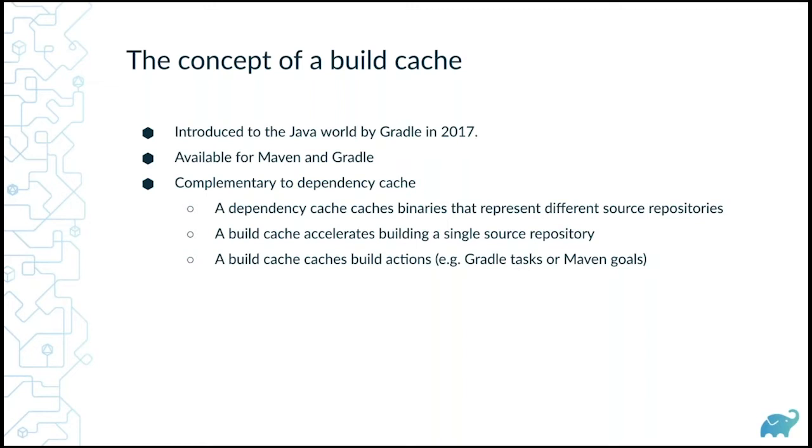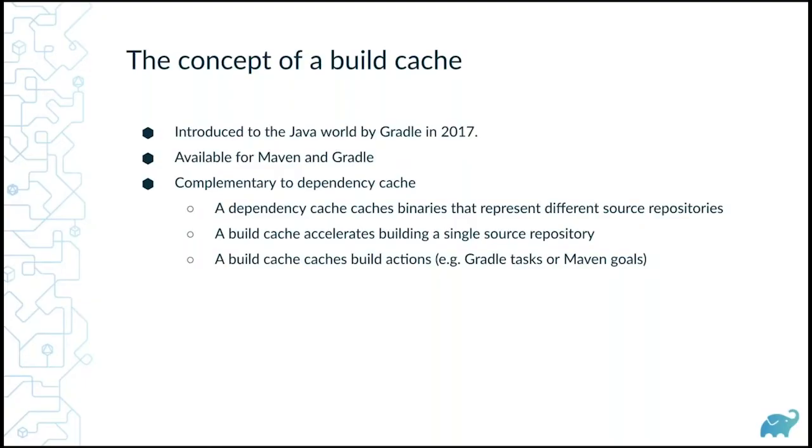A dependency cache caches binaries that represent different source repositories. So basically your Artifactory cache is Maven Central, and then your local dependency cache of your Gradle build tool or your Maven caches those binaries, right? And they represent different source repositories. And it can be used to accelerate things, but that's not the main point. The main point is to go against a stable release from a particular source repository.